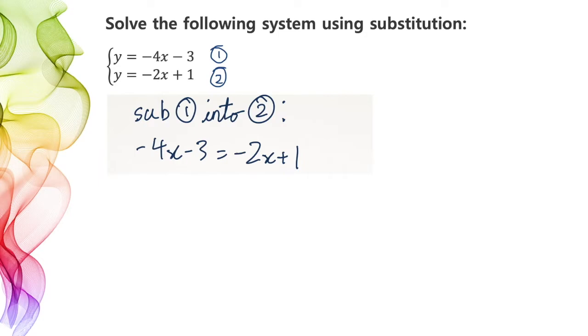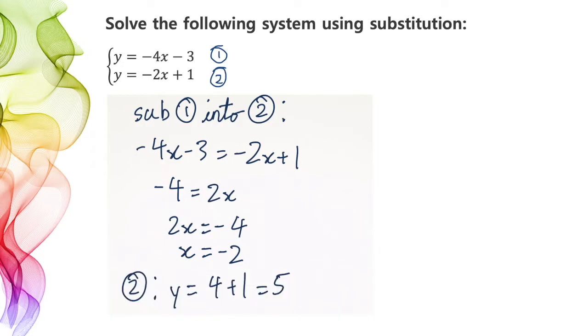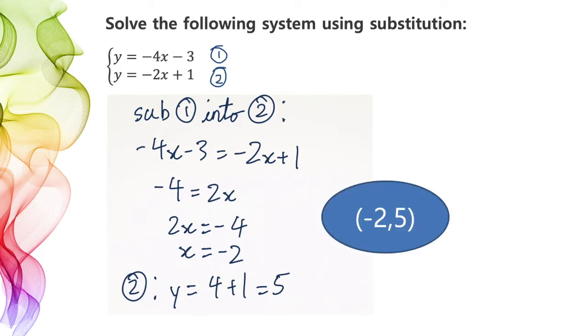Now we just have to solve the equation. We will add 4x to both sides and minus 1 from both sides, which gives us negative 4 is equal to 2x, so 2x is equal to negative 4. Divide both sides by 2, x is equal to negative 2. Again, we have to plug this into one of the equations, so I'm just going to plug it into equation 2. Well, negative 2x would be 4. Add 1 to that, we get 5, which would be the value for y. Put that together, the coordinate of the point of intersection of these two lines is negative 2, 5.